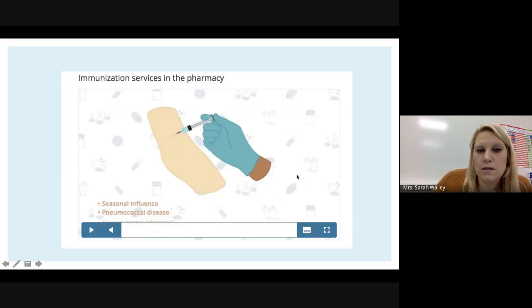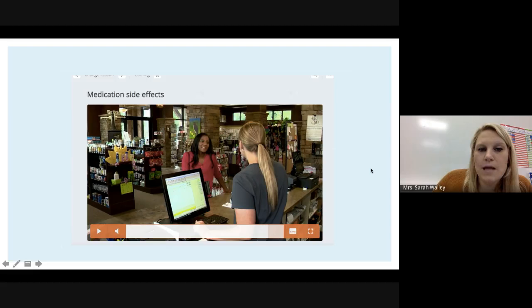All right. They talk about immunizations in this one, and this is also in Module 3. And then they talk about medication side effects, so how people will come in and have some medication side effects and how they'll talk to the pharmacist about that.